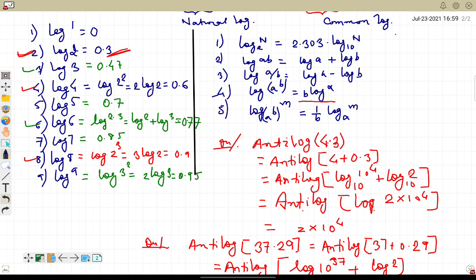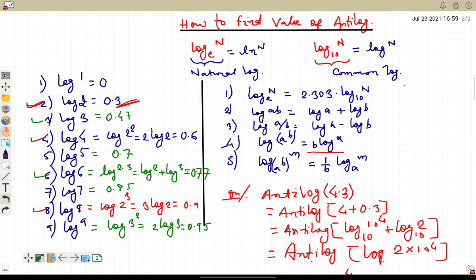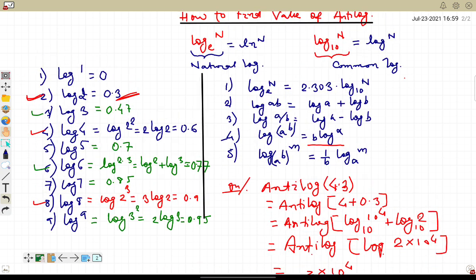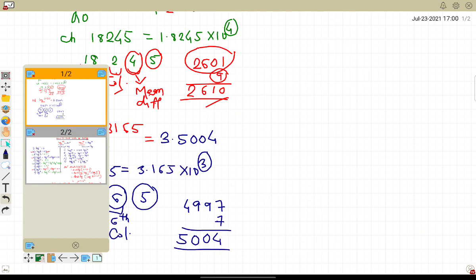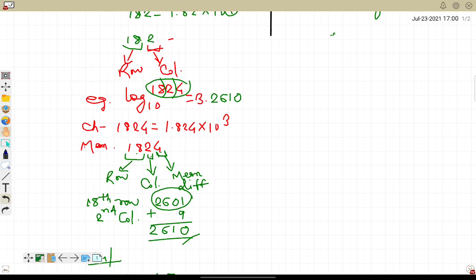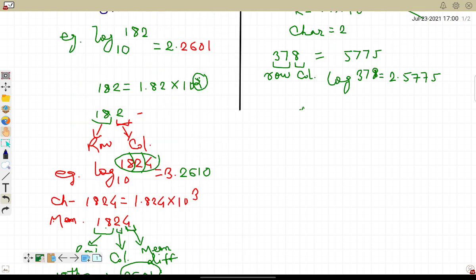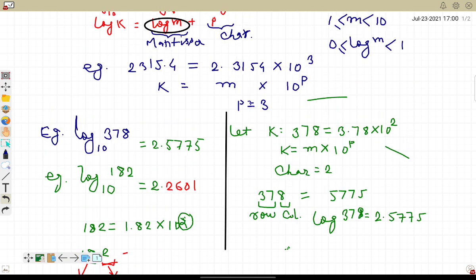So thank you everyone. Again if you have any doubt you may ask, and before that you can take a screenshot of this whole part because this complete part is very important. This one is for how to find the value of antilog, and these are some questions, and the first one is how to find the value of log. For the log we use row, column and mean difference. And what is the meaning of row, column and mean difference?